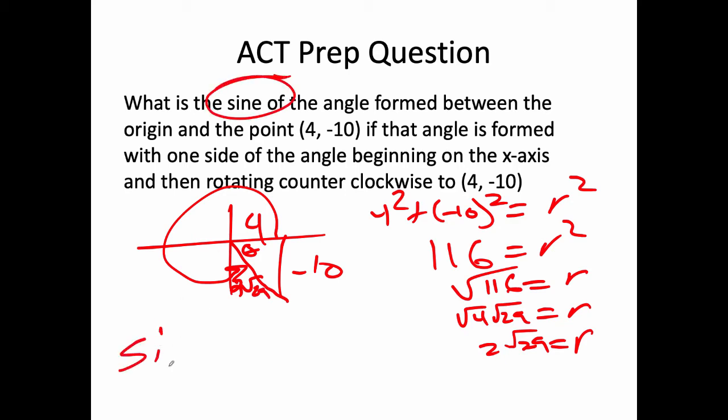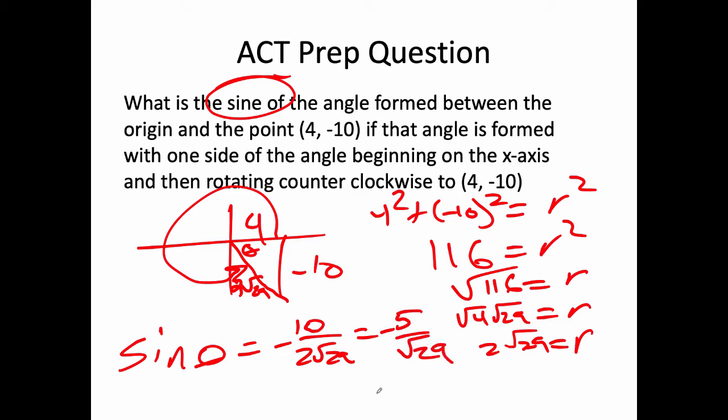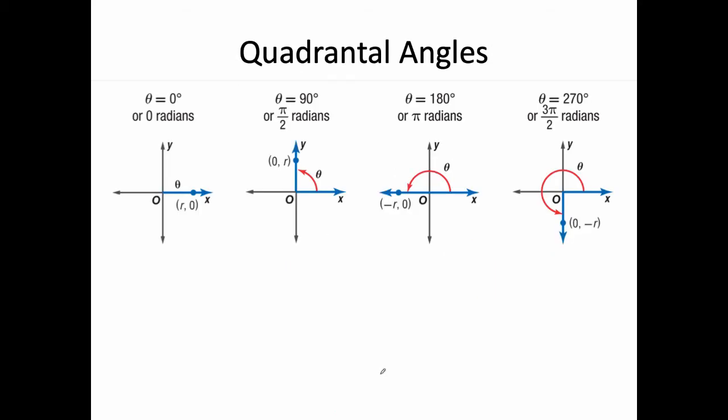We could do them all. Sine of the angle equals opposite over hypotenuse. First thing I should do is simplify that. Negative 5 over square root of 29. And then I should multiply the top and the bottom by the square root of 29. So I get this nasty looking guy here. Negative 5 root 29 over 29.